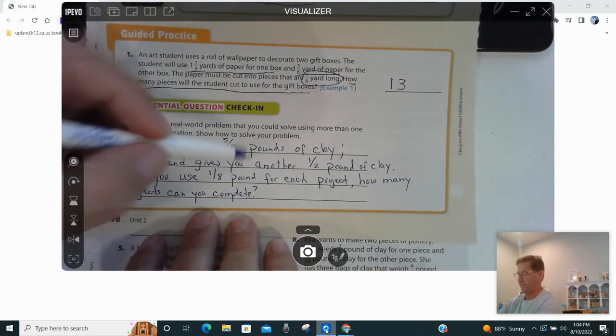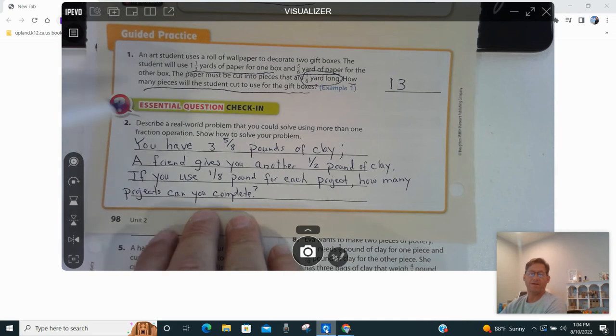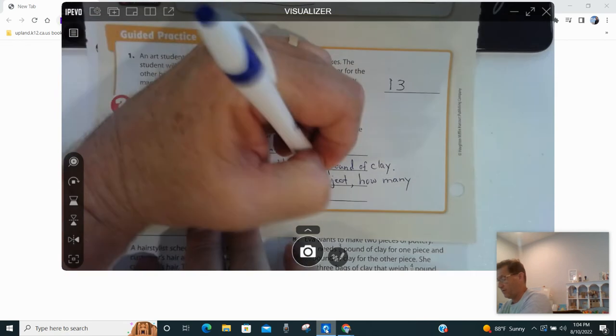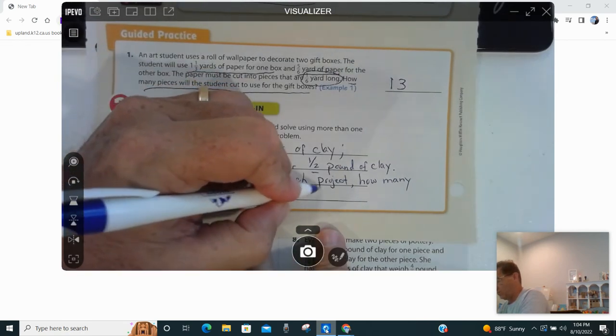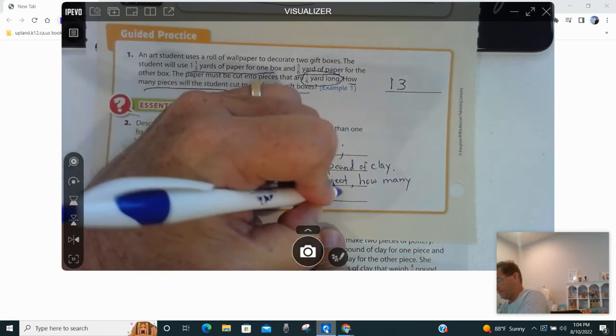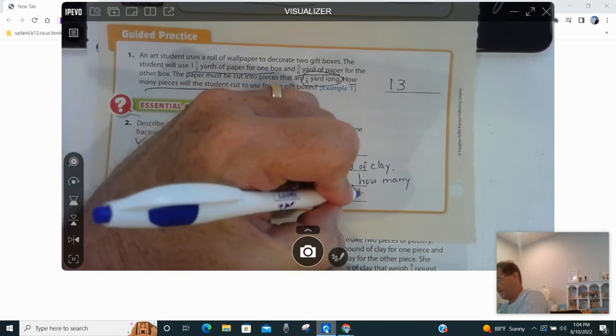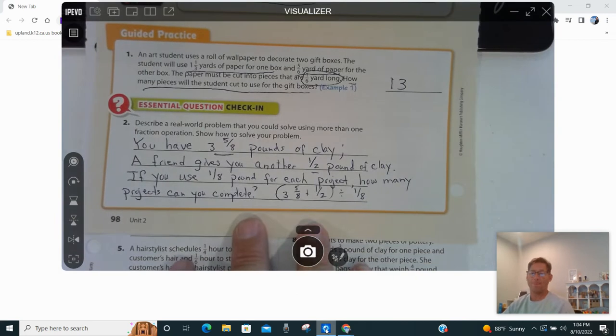Okay, so again, we have 3 5/8 pounds of clay. A friend gives us another half a pound. If we use an eighth pound for every project we do, how many projects can we complete? So we know that we have to add 3 5/8 plus 1/2, and then we're going to divide that by the 1/8 pound.